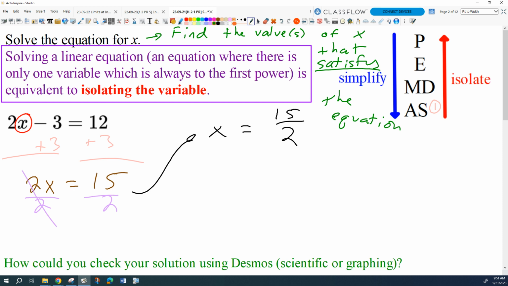Say it again. It's a fraction. Okay, so plugging that fraction in might make things a little bit tougher. It's not too bad because if I'm multiplying 15 halves times 2, it's going to cancel the denominator. What's 15 halves times 2? 15. 15 minus 3 is 12.